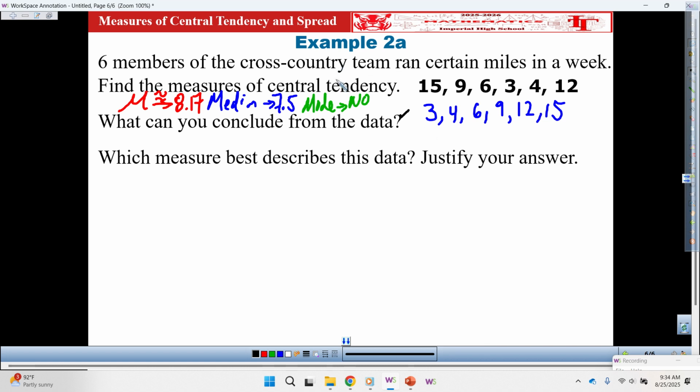First of all, let's read the problem one more time. It says 6 members of the cross-country team ran certain miles in a week. There it is. Now, if you were collecting information from that team, look at it. Let me pause the music. What can you say about that data? Look at them. Talk to your neighbor. What can you say about that data for the entire team?